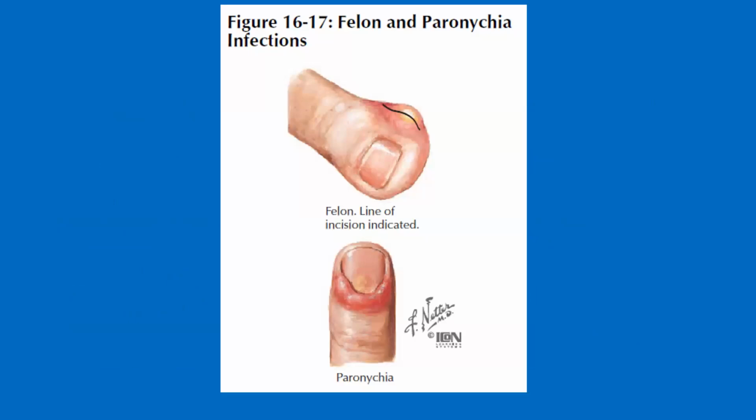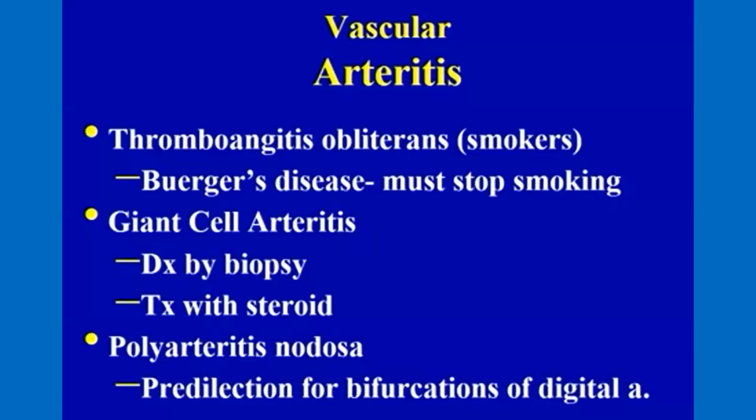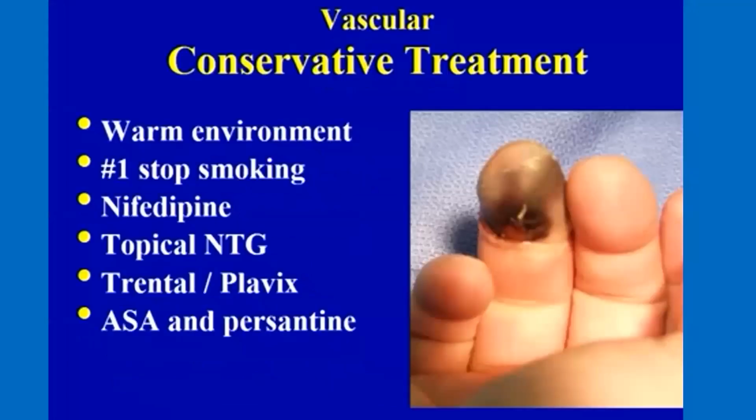This one is the felon. You see it's of the pulp, the upper one. Paronychia is an infection of the nail fold. We've spoken about these. I'm not going to go through these.